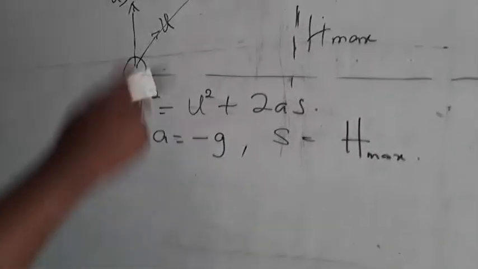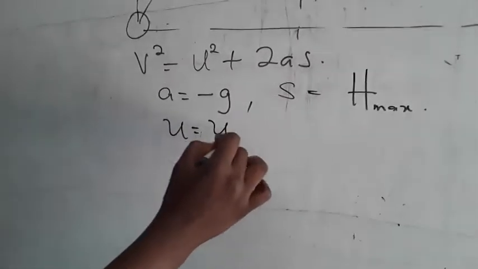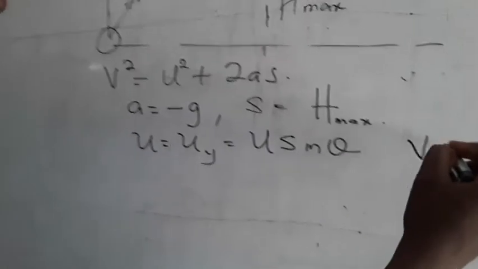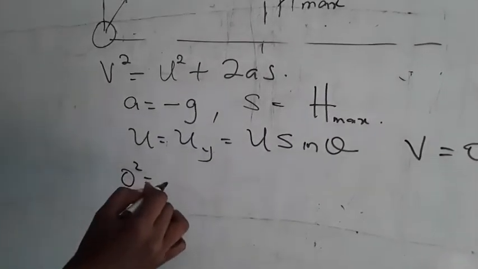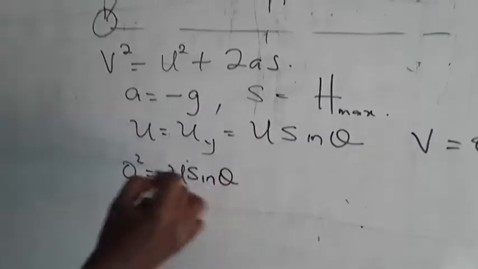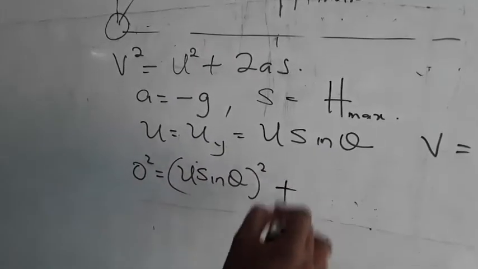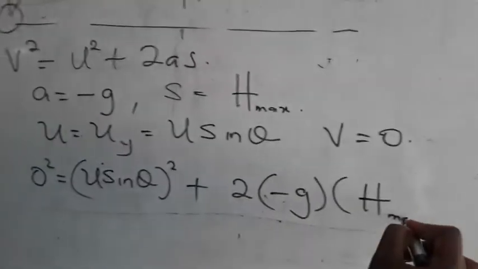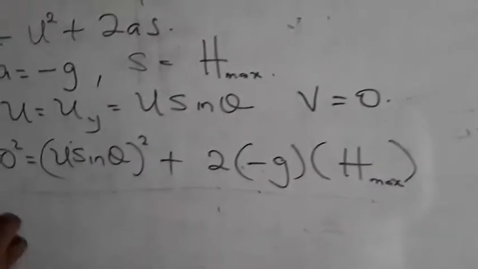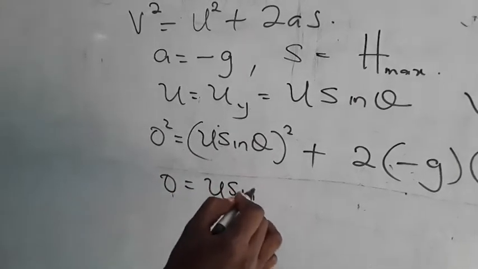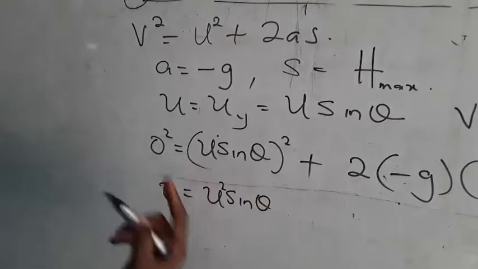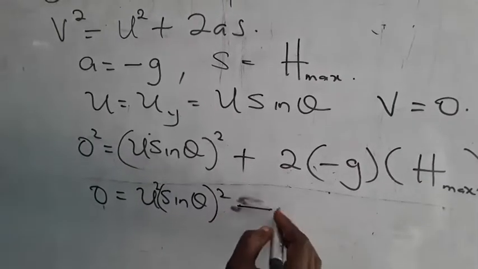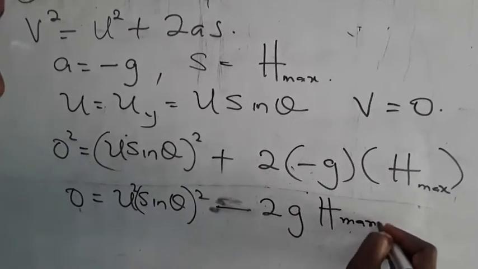And what other information do we need again? We know that our u there is our u y, because that is what varies, which is U sine theta. And we know that our v equals 0. So just put it there: 0 squared equals U sine theta all square, plus 2 times minus g, and you have your s as H maximum. So therefore, we have 0 squared is 0. We have U sine theta, please note, U square also takes part, and this one also will be squared. So we have minus here, it will affect this, it turns to minus 2g H maximum.